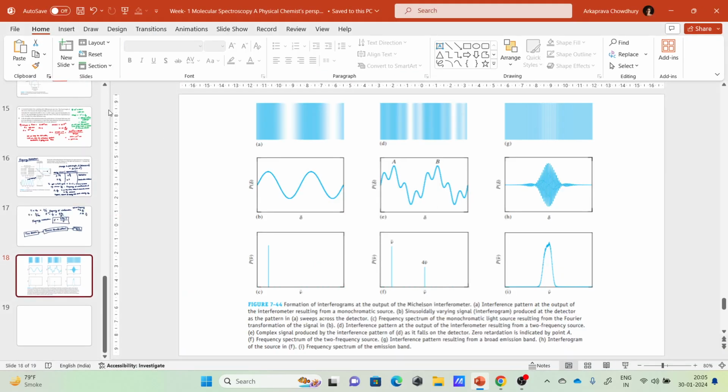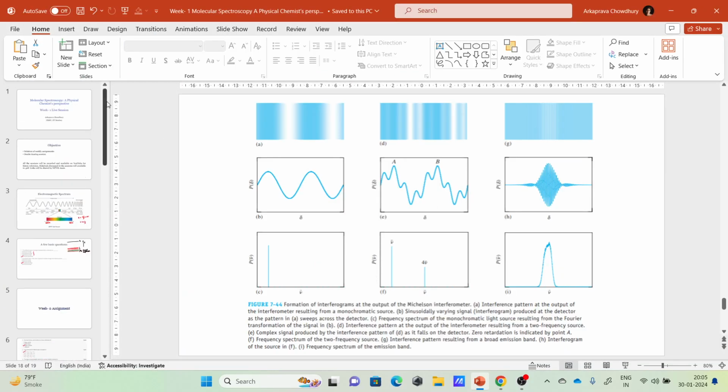And tomorrow, the next session, we will try to solve some more numerical problems on the quantum fields, and maybe on these monochromator problems, and maybe something on the Michelson interferometer. We'll try to solve some problems, and obviously we'll discuss the week two lecture notes or lecture videos.